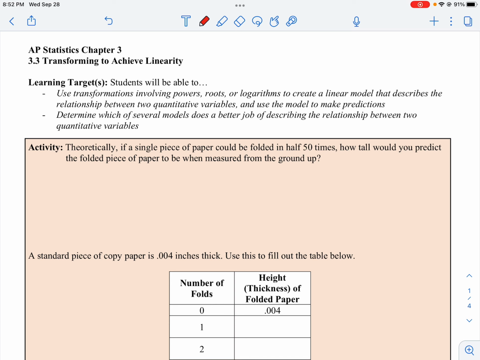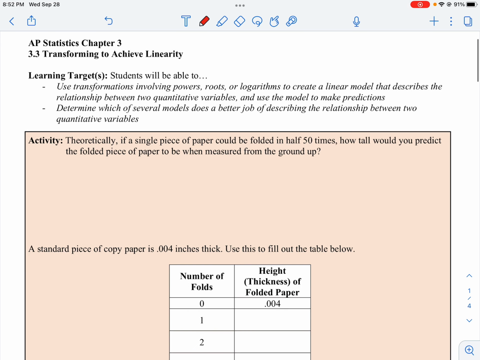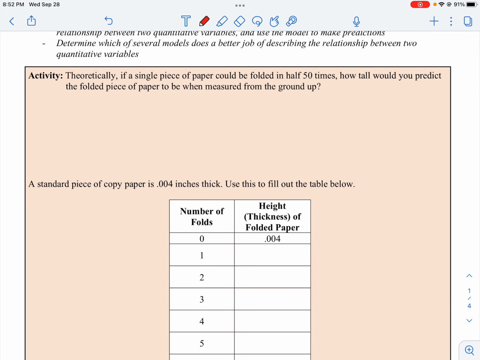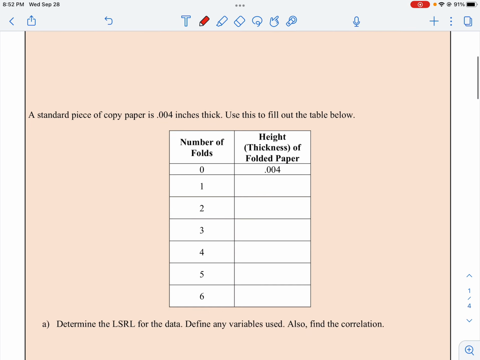Okay, and again, I say theoretically because you can only really do that 6 times probably, if that. And so if you want to, go ahead and fold your piece of paper those 6 times, get an idea as to where you're at after 6 folds, and then make your guess. Okay? Pause the video if necessary. Now, a standard piece of copy paper is 0.004 inches thick, very, very thin, which we're not surprised by. So use this information to fill out the table below.